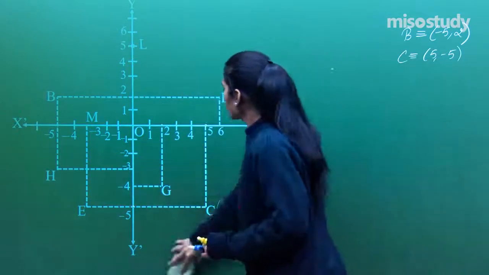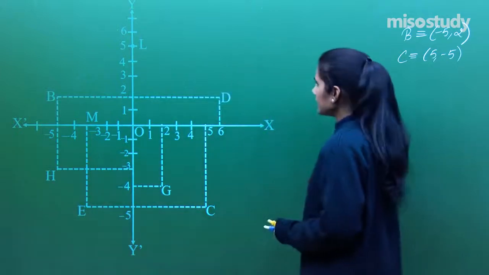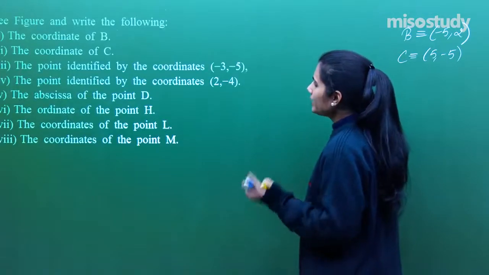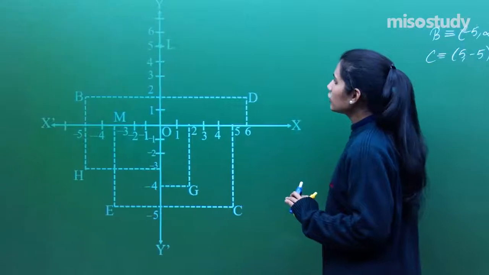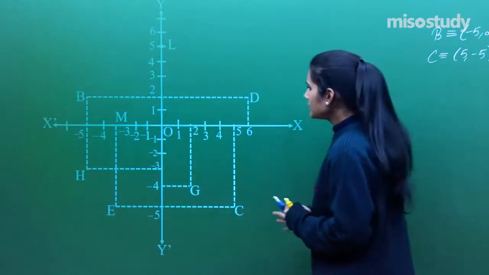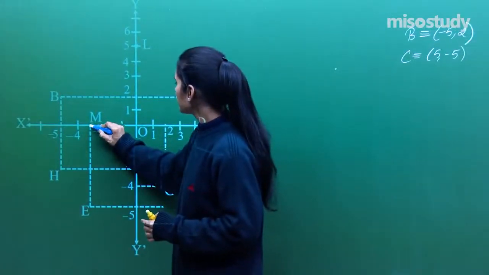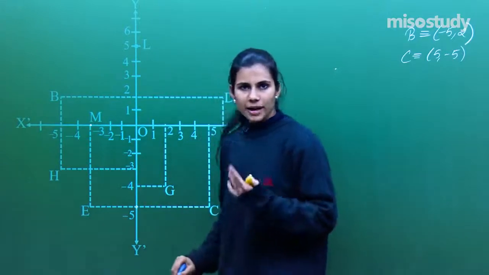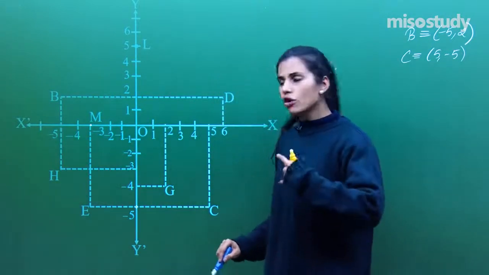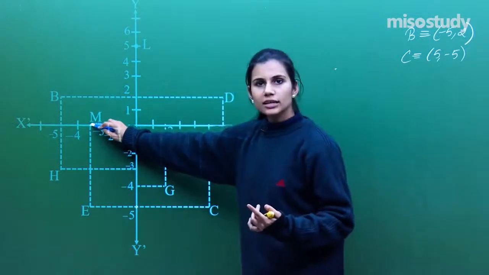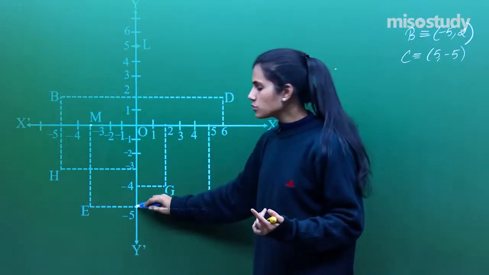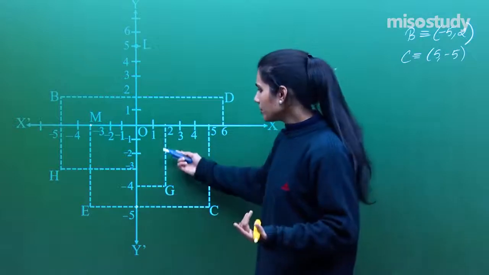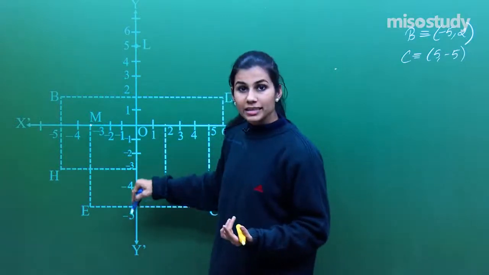Moving to the next query of this question, it says the point identified by the coordinates -3, -5. -3 is here, -5. -3, -5 means 3 units along the negative x-axis, so you reach here, and 5 units along the negative y-axis, so you reach here. Clear?